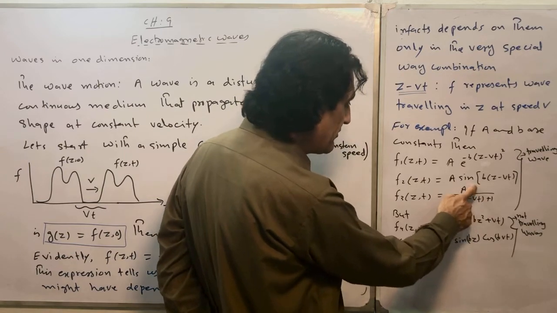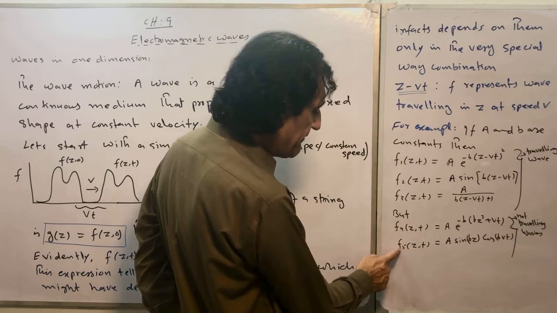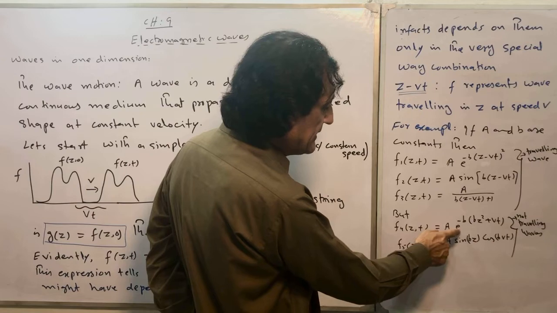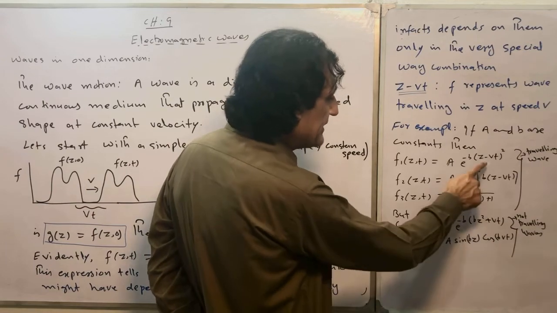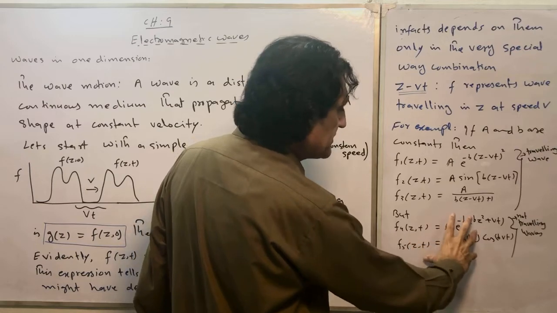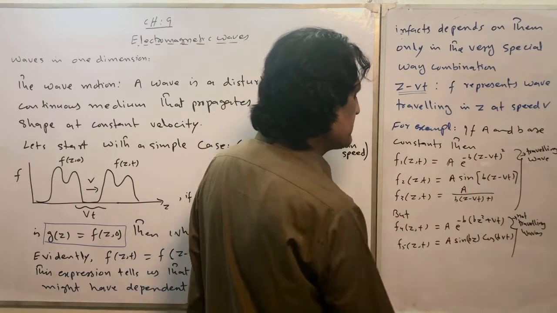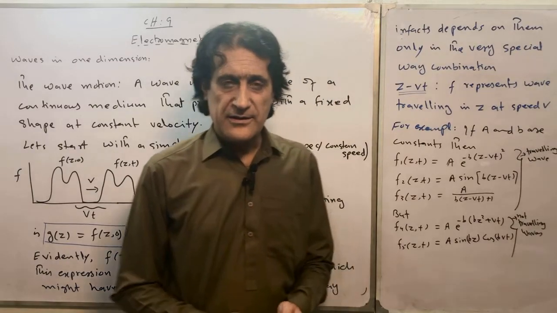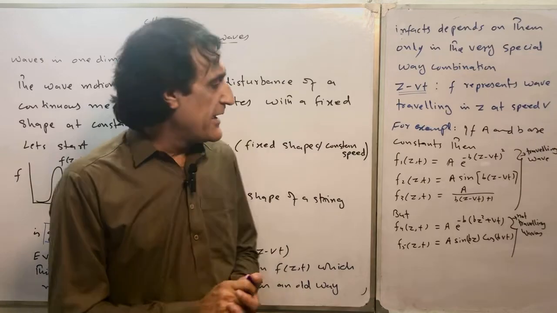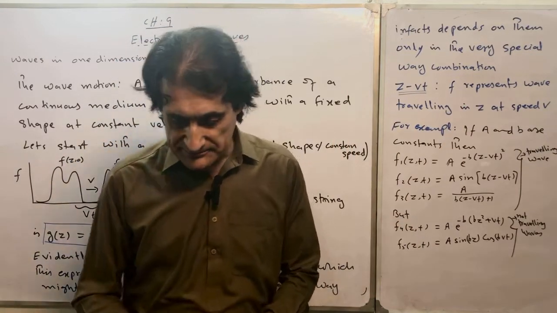But these two, f4 of z, t and f5 of z, t, where f4 is equal to a e to the power minus b, are not in the form of z minus vt. So these two are not traveling waves, but the others are traveling waves, where the wave is moving with velocity v along the z direction.